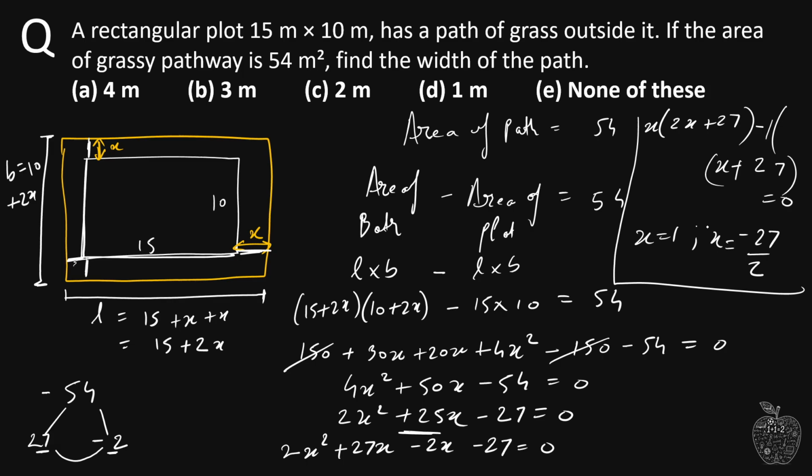And since we are talking about the length here, we'll simply reject the negative value and apply the positive one, and we get the width as 1 meter, and this is our required answer. So here option D is the correct one.